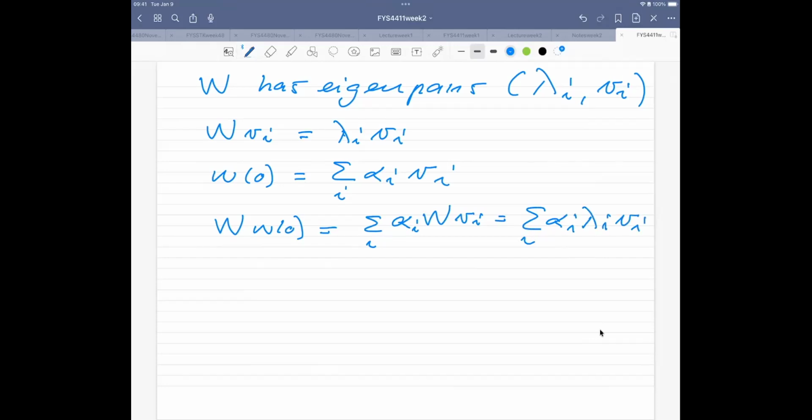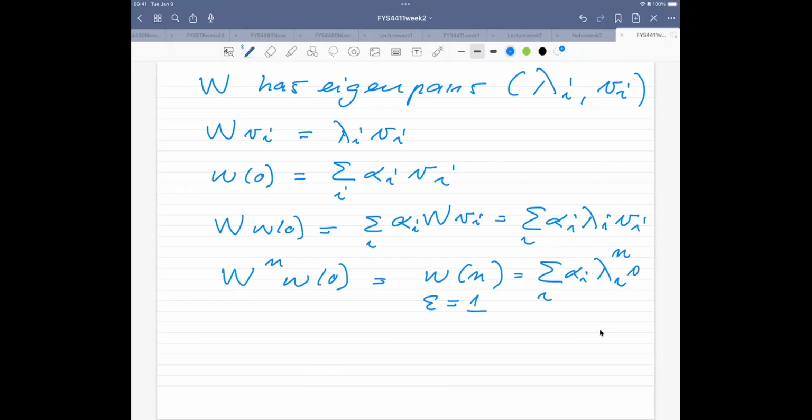Then, if I look at the same expression after n steps, this is simply going to be given by my W to the power of n, and now I just put this epsilon to 1 for simplicity, just to make life easier. This is just a parameter which we can scale as we want. And this is the same as the sum over i of alpha of i, but now I get lambda of i to the power of n, multiplied with v of i.